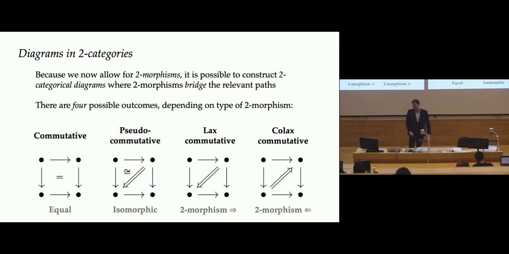So specifically, in two-categories, there are four possible situations you might find yourself in, depending on whether your paths are exactly equal, whether there's an isomorphism between them, and whether there's a two-morphism pointing in one direction or the other direction between the two paths, giving you these four situations: commutative diagrams, pseudo-commutative diagrams, lax commutative diagrams, and co-lax commutative diagrams.